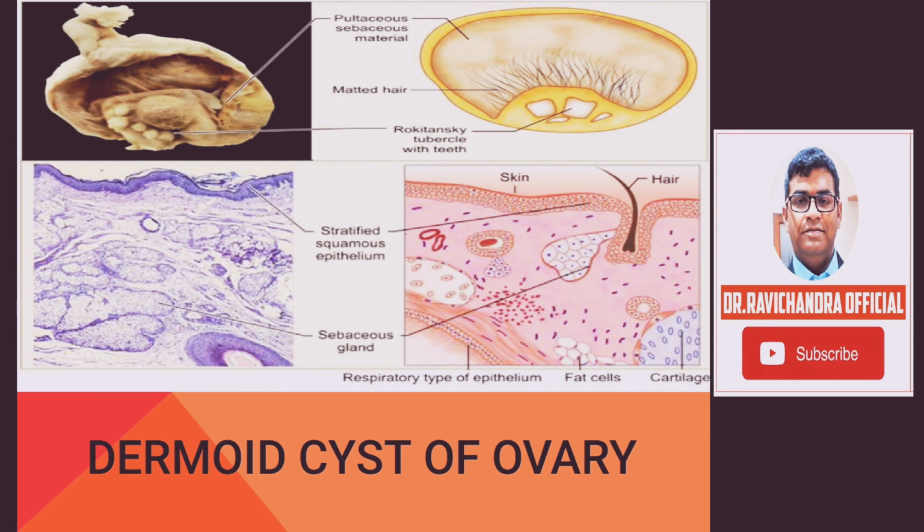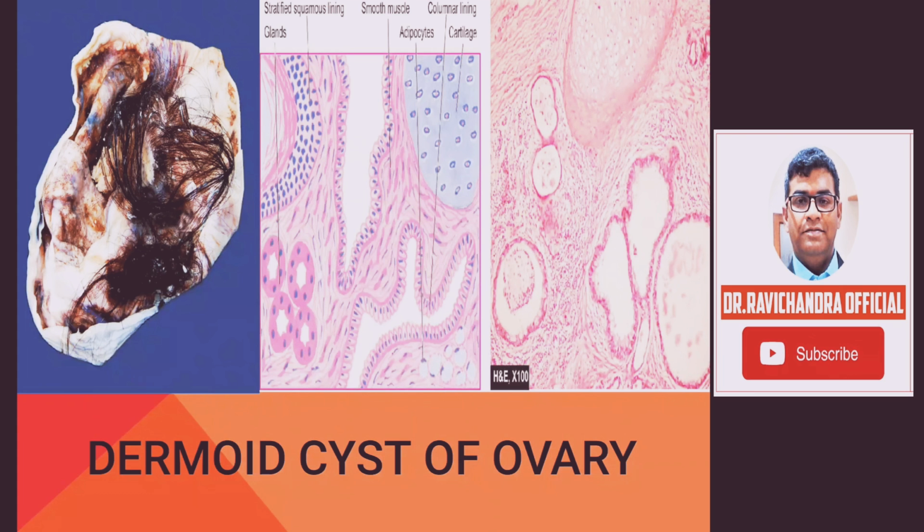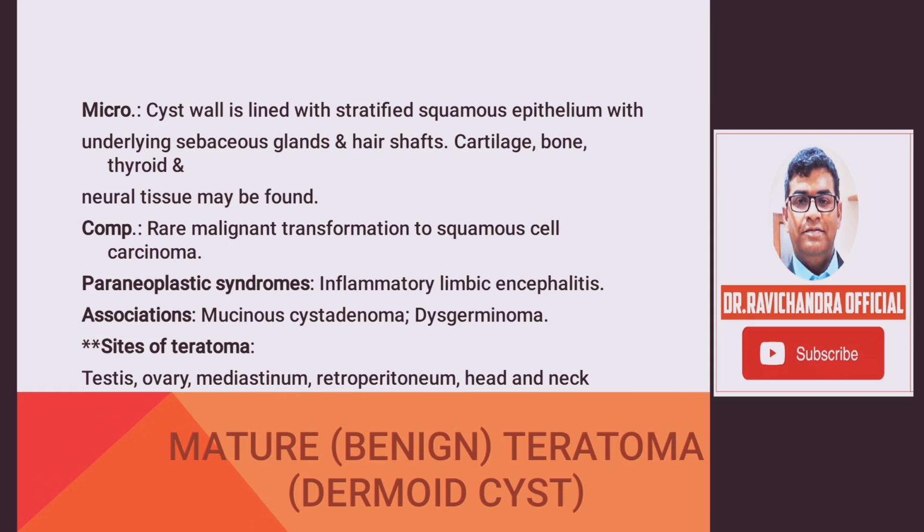There is pultaceous sebaceous material in the ovary, and on microscopy you can observe stratified squamous epithelium and sebaceous glands and respiratory type of epithelium and areas of fat cells and cartilage also. Dermoid cyst of ovary with cartilage, mucous glands, epithelium, hair, etc. Cystic wall is lined with stratified squamous epithelium with the underlying sebaceous glands and hair shafts. Cartilage, bone, thyroid and neural tissue may be found.